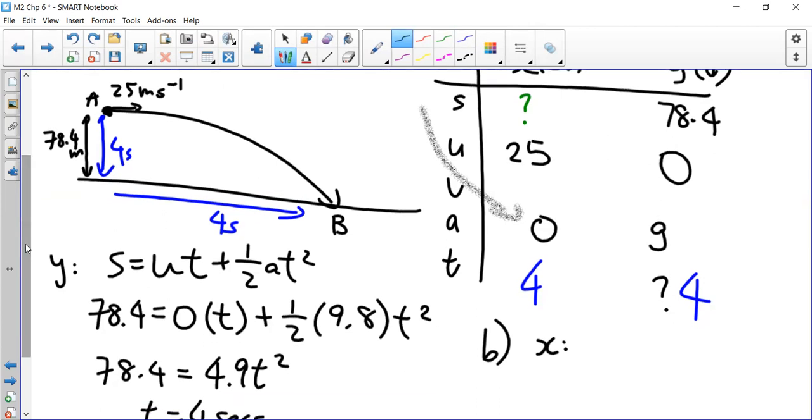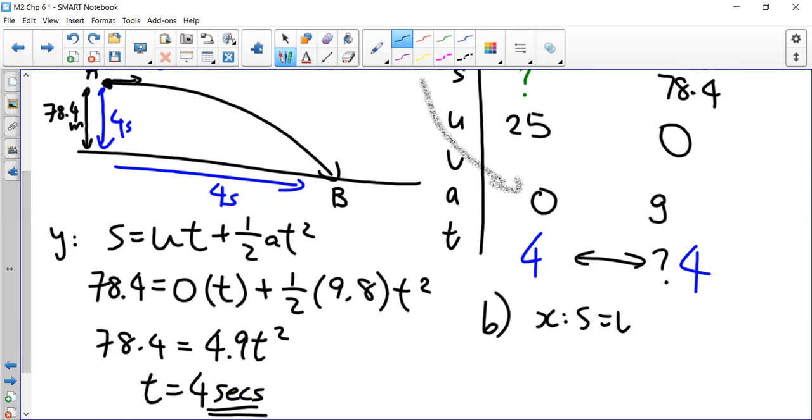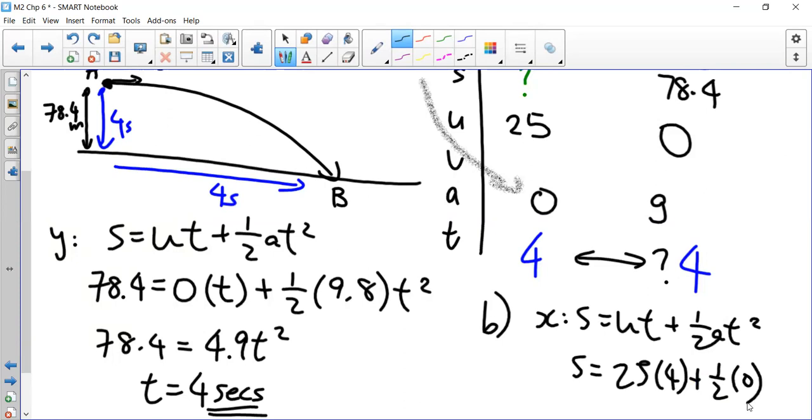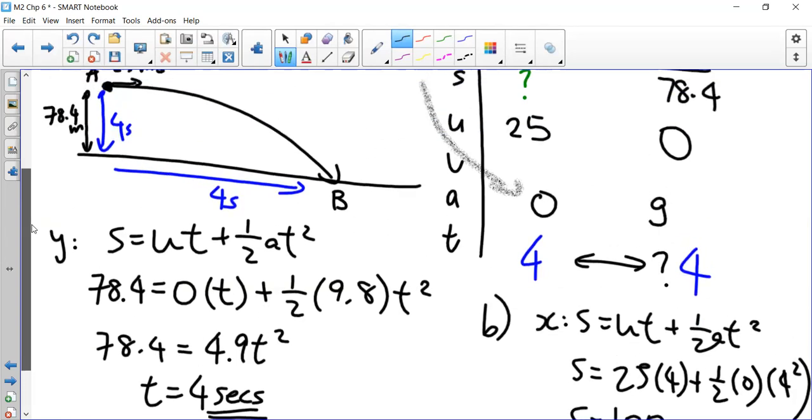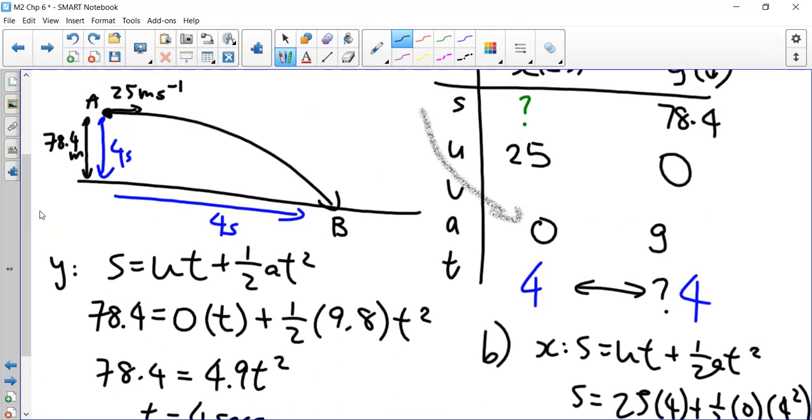Time is always the same in a Suvat, in this too. So in X, we've got S equals UT plus a half AT squared. S is unknown, U is 25, T is 4, A is 0. Love it, because I don't care what T is in here. So S equals 25 times 4, which is 100 meters. In other words, from point A to point B is 100 meters.